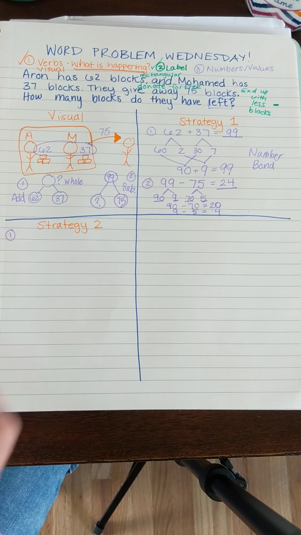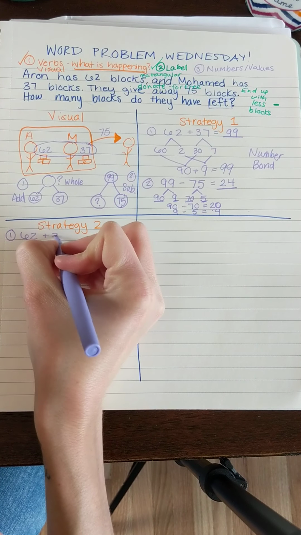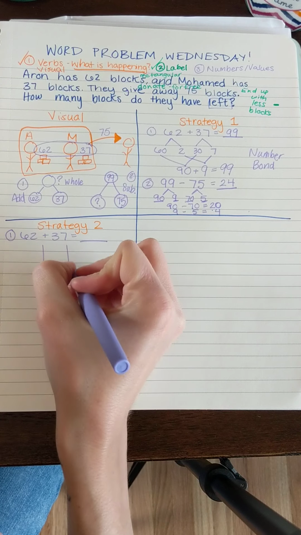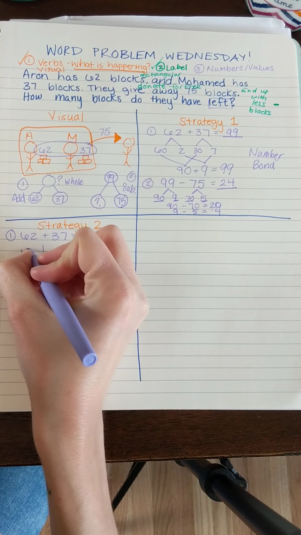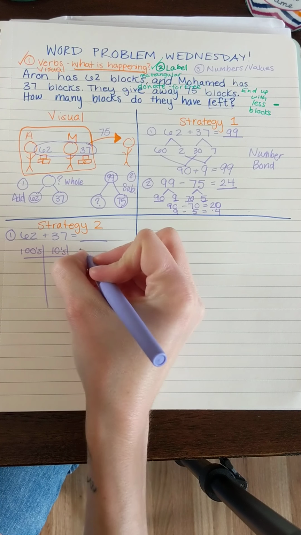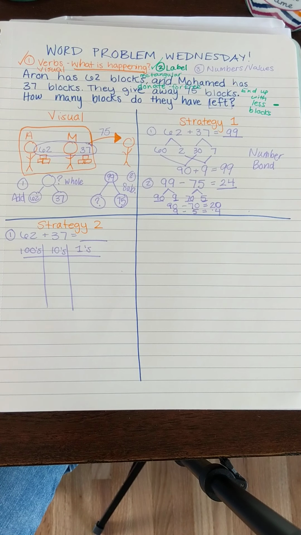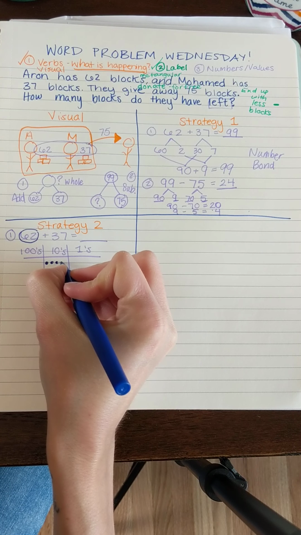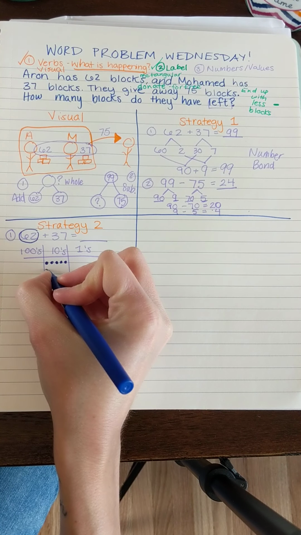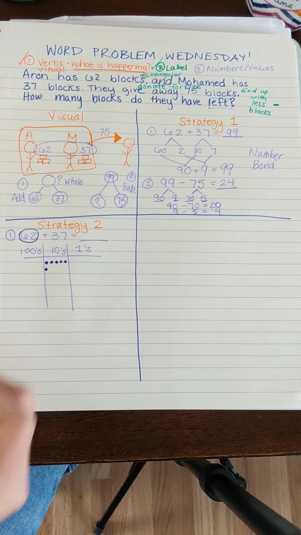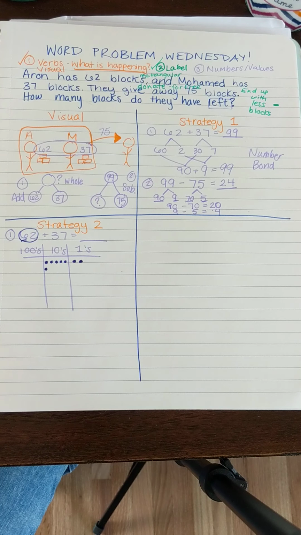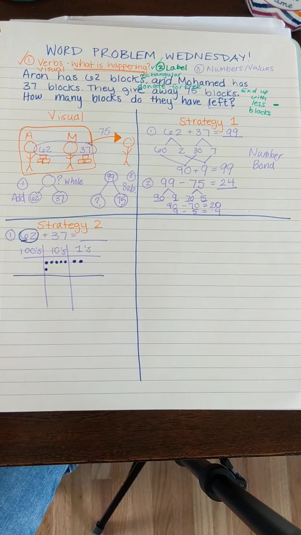So for number 1, I'm going to rewrite my equation. This is how many blocks they had all together. So we have to add up 62 and 37. My hundreds place, tens place, and ones place. Okay, I'm going to use 2 different colors to really make it stand out. So let's do 62 first, 10, 20, 30, 40, 50, 60. There we go. 6 tens. 2 ones, 61, 62. Okay, then I'm going to draw my second number underneath that in a different color.